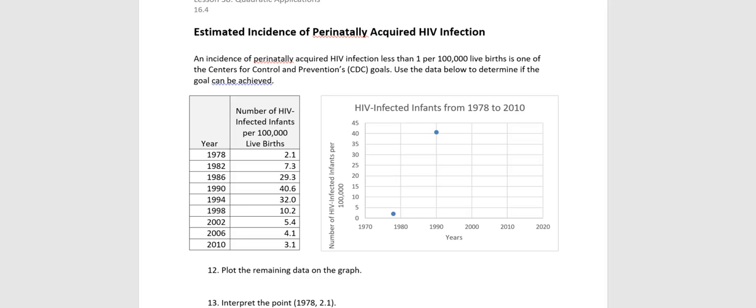Here we're going to take a look at HIV infections, and it has to do with children that acquire it from their birth parent. So perinatally, they're obtaining it in utero, basically. It says an incidence of perinatally acquired HIV infection less than 1 per 100,000 live births is one of the Centers for Disease Control and Prevention's, or CDC's, goals. Use the data below to determine if the goal can be achieved.